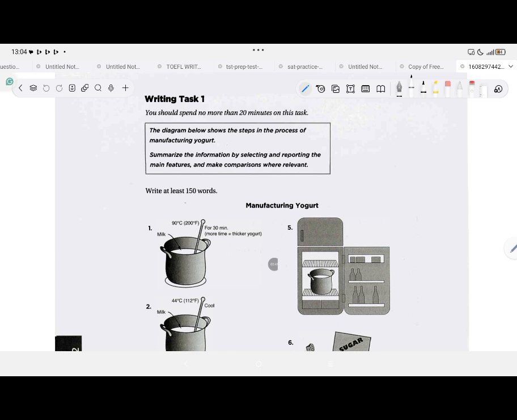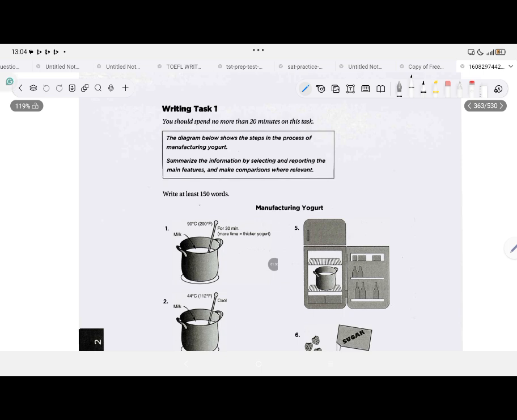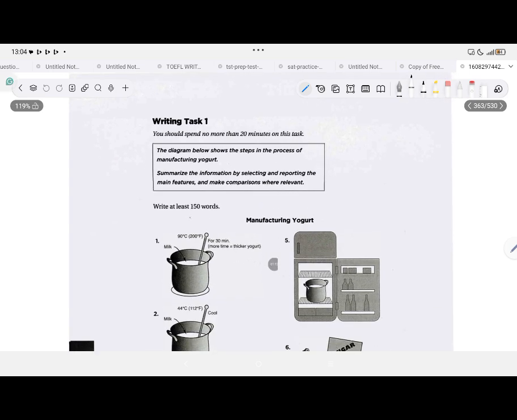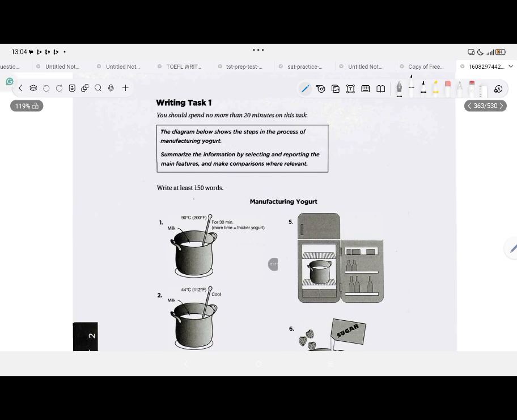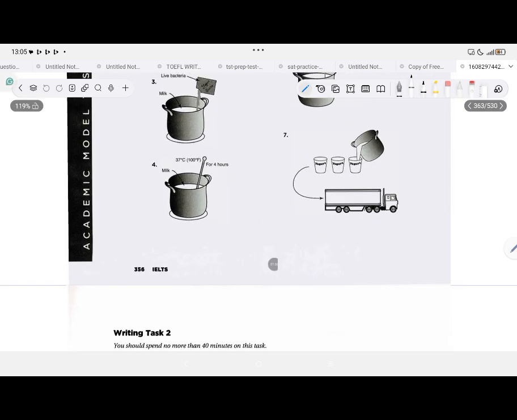So in this video, I'll talk about the process diagram, how to structure it, the different ways to begin, just basically how to write it. And I'll be giving one example. I'll be using this, which is from the Barron's IELTS textbook. It should be the model test 2. You can always have access to it. It's on page 356.